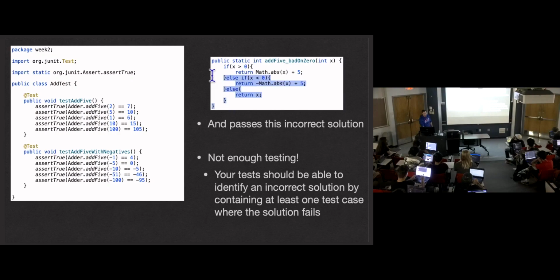And then I throw this code at you. I have another incorrect solution in Autolab. I'd call it bad on 0. And it has crazy code that only a crazy person would write for a method that's supposed to just add 5. If it's positive or negative, I'm doing the right thing in a convoluted way. But if it's exactly 0, I'm just returning X. It's wrong only on 0, but right on every single other input. So we want to add some more tests here because this is a pretty common situation where your test is going to pass incorrect code.